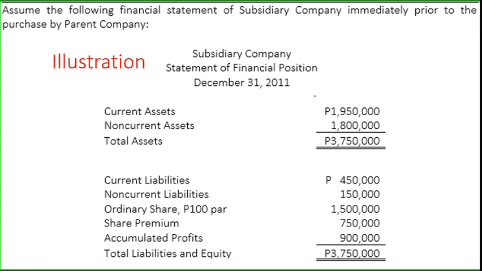So this is the subsidiary company. Take note, it's just a name. I'm not saying that there is a parent-subsidiary relationship. I'm just saying that Subsidiary is the name of this company and the name of another company is Parent. Prior to the purchase by parent company, this one is the acquirer and this one is the acquiree. So you have the following information.